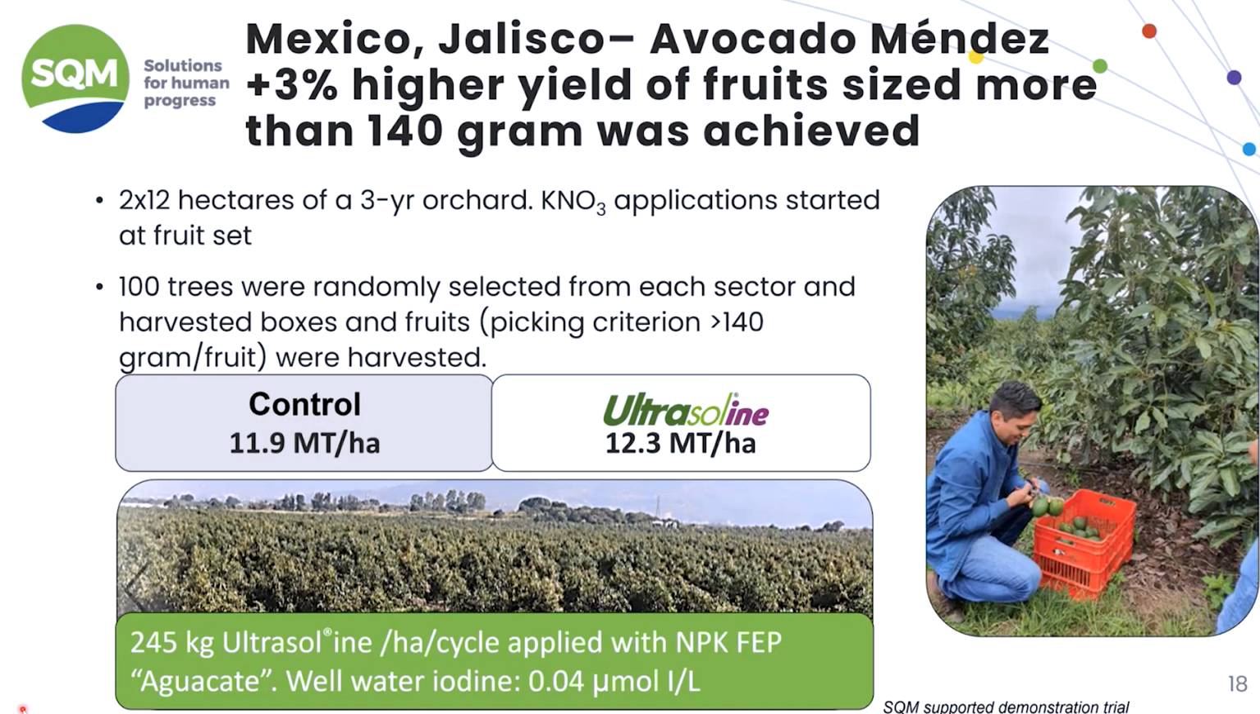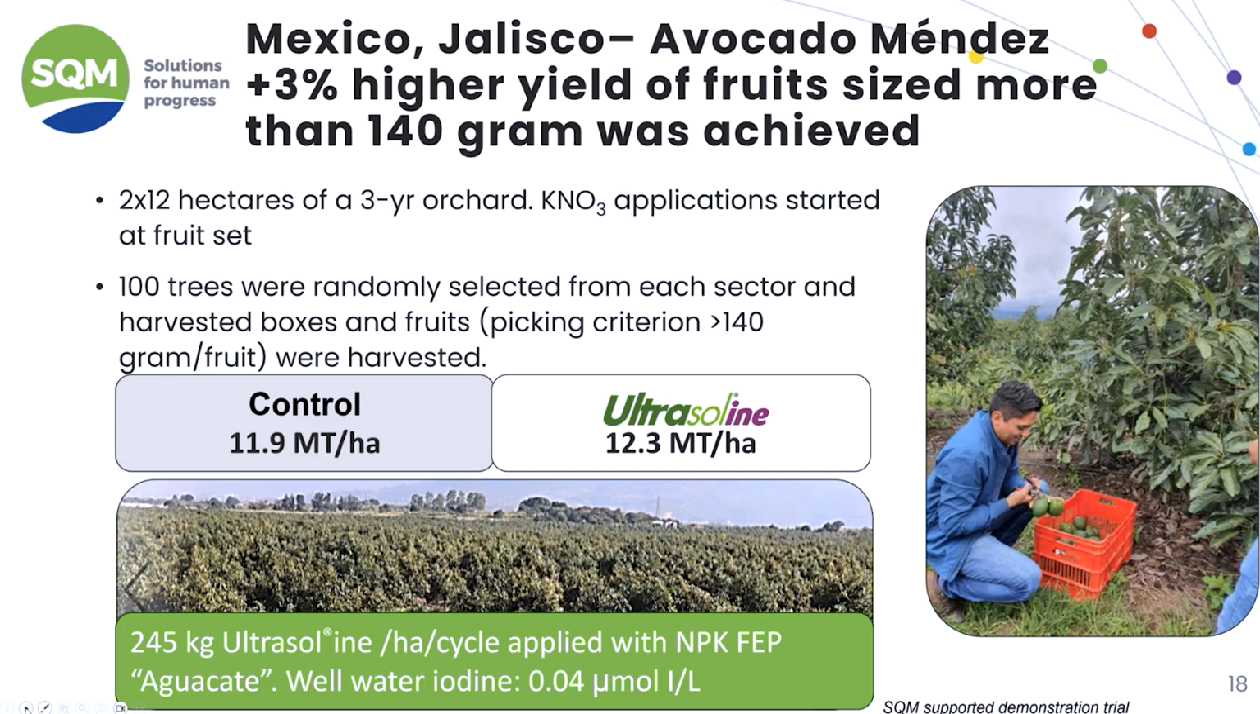In Mexico, we also have a higher yield, specifically in this segment where there's a size limit set by the importer of these fruits to America from Mexico. And you can see here we also measured the water iodine, which was very low, 0.04 micromoles iodine per liter, and we applied 245 kilograms Ultrasaline per hectare in biweekly applications through the fertigation system.